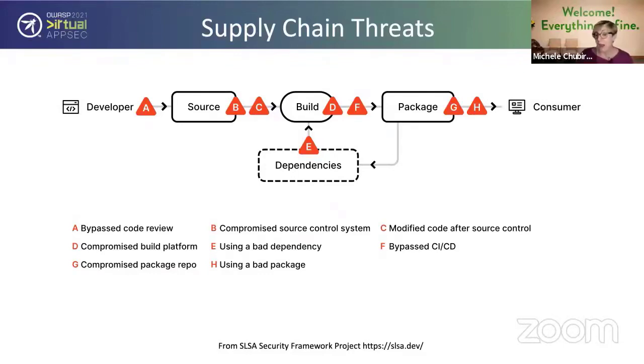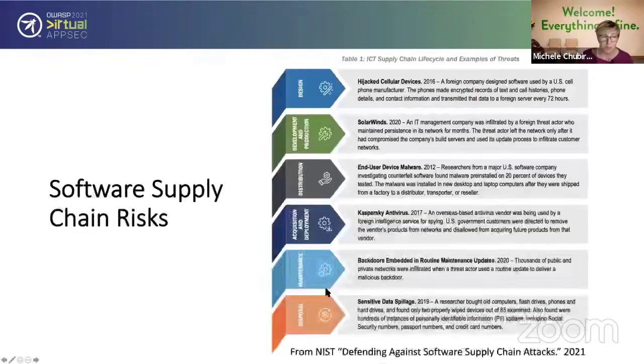You could bypass CI/CD completely. It should be pretty difficult to do that, but it is still possible depending on the maturity of the environment. You could have a compromised package repo where you store your containers, or if you're pulling down a public image, that could be compromised as well. You could just have a bad package, but that's just a few of the elements of where you could have typical threats against your supply chain.